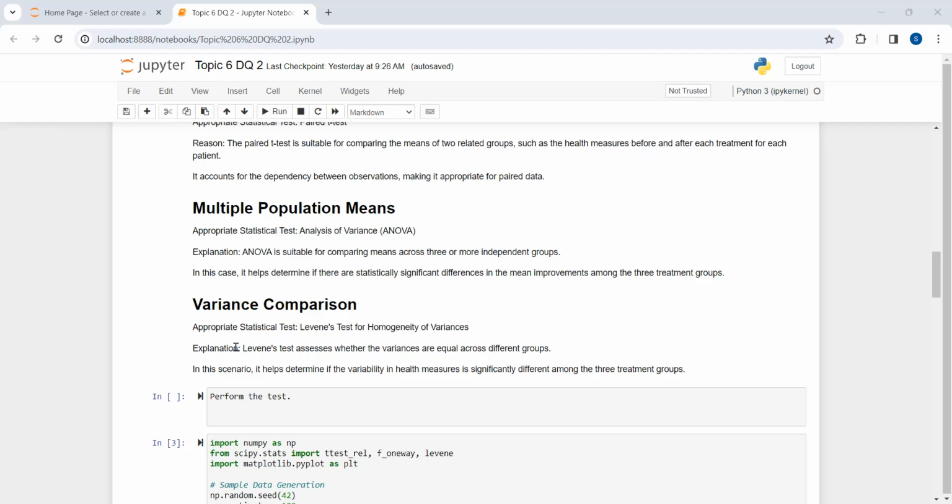For the variance comparison, the appropriate statistical test would be Levene's test for homogeneity of variances, since Levene's test assesses whether the variances are equal across different groups.